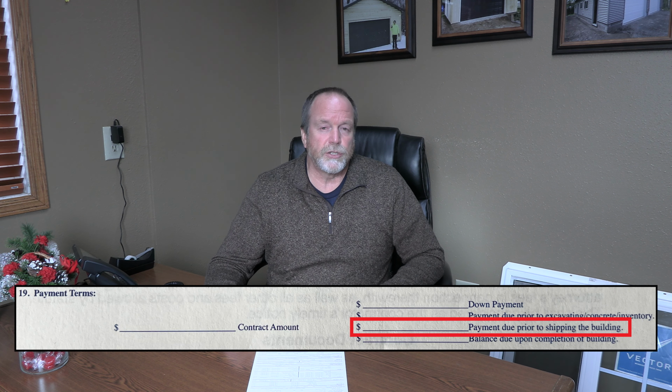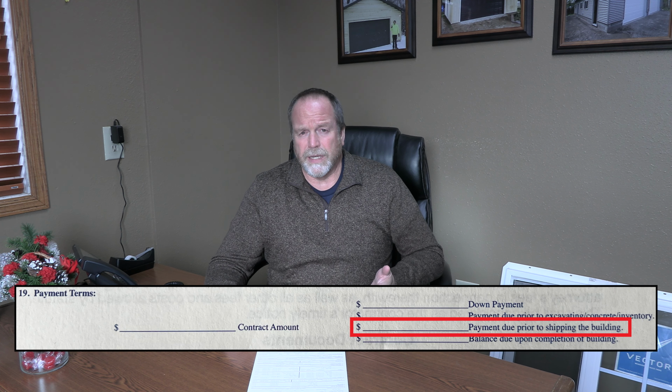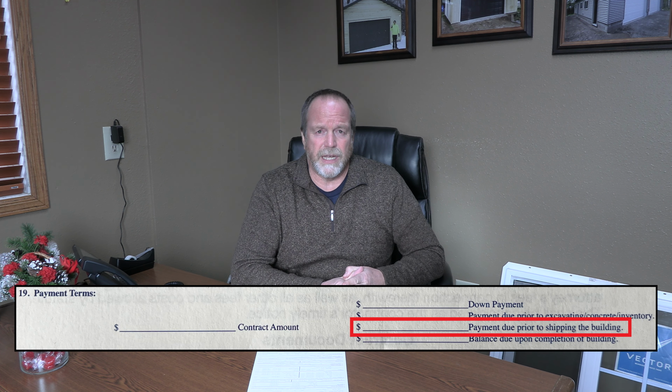The next payment is another, what we call a progress payment, as things progress, called payment due prior to shipping the building. Now that last one I talked about gets you through the concrete stage. Okay, so the excavation is done, the concrete is down. Now the very next payment is another larger payment because we have already ordered all this material. We have the concrete on the ground, we probably went through the excavation if it was part of the contract. All of that is done.